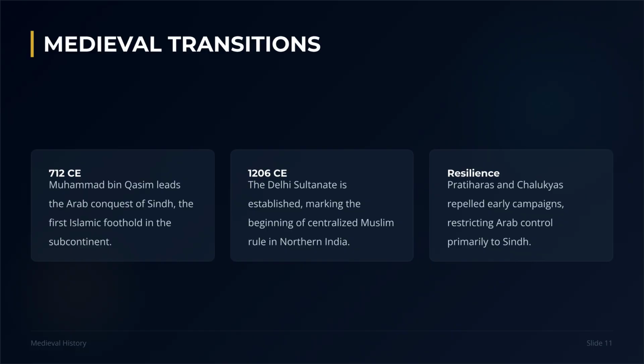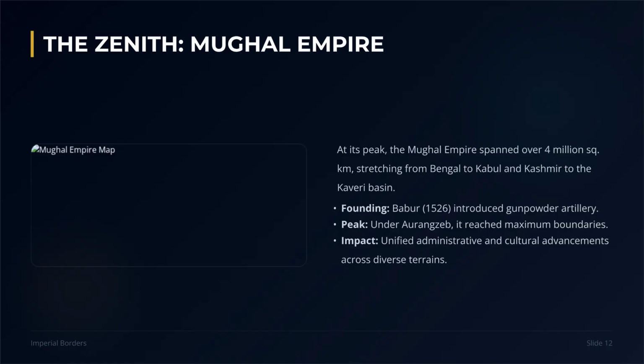The medieval era marked significant transitions. The Arab conquest of Sind in 712 CE created the first Islamic foothold. The Delhi Sultanate, established in 1206 CE, centralized Muslim rule in northern India. However, groups like the Pratiharas and Chalukyas showed resilience, limiting Arab control to Sind. The Mughal Empire reached its zenith, spanning over 4 million square kilometers under Aurangzeb. Its founding by Babur in 1526, using gunpowder artillery, and its subsequent unified administrative and cultural advancements left a lasting impact.